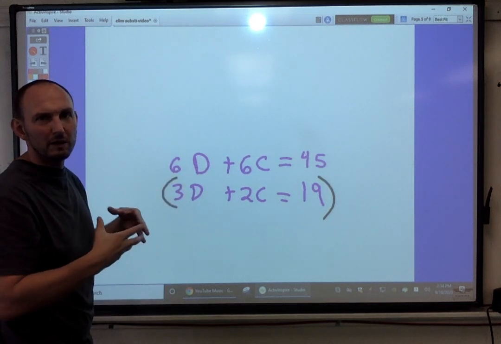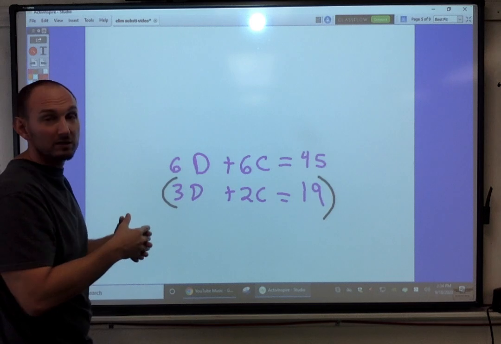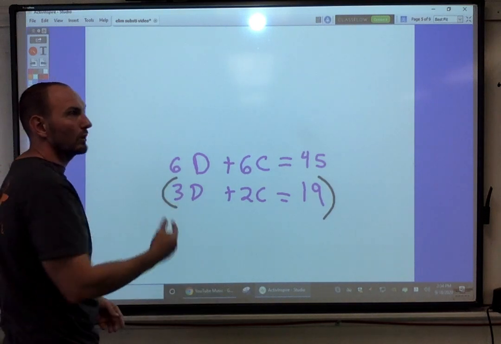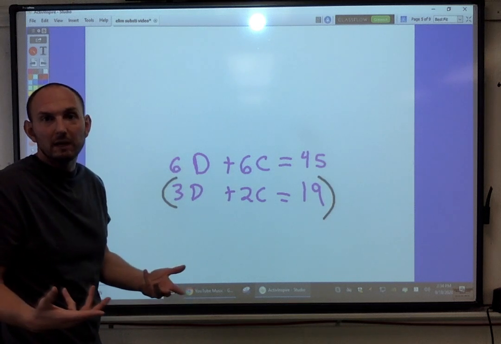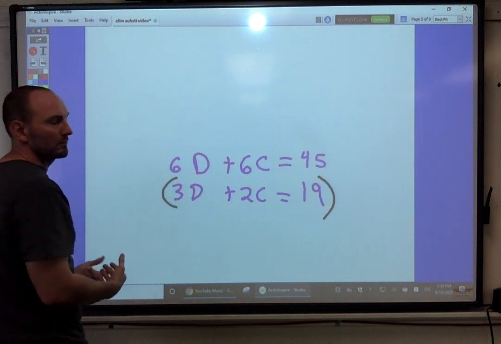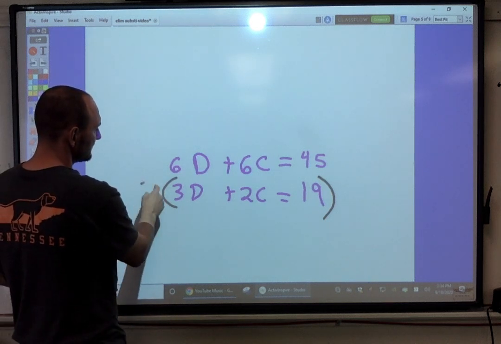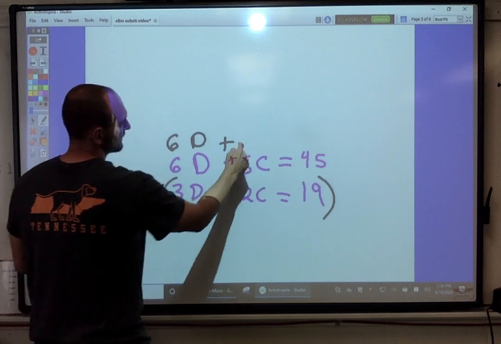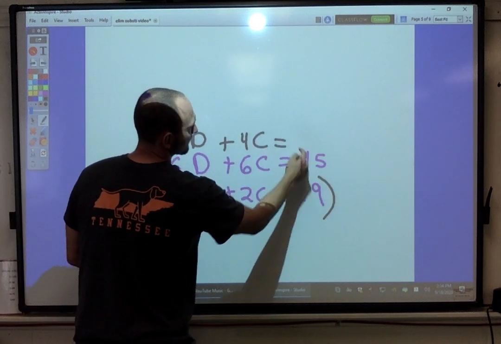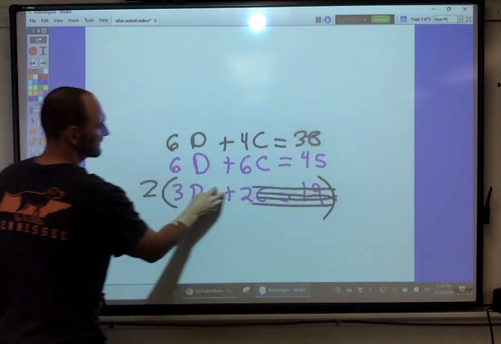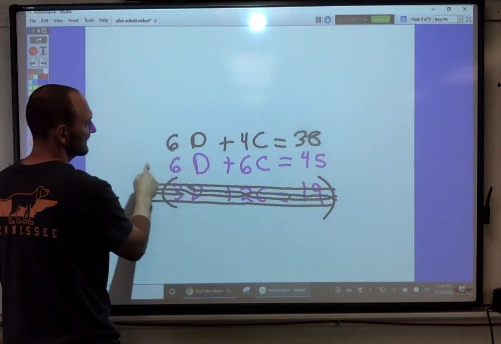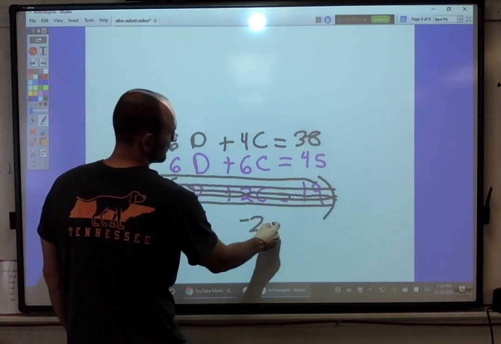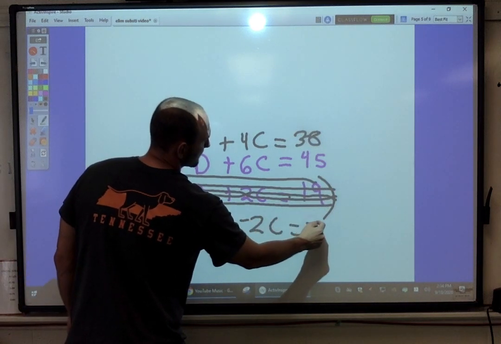In this case, when you make it, use the letters because the question said how many of each, like how many of the dog ones, how many of the cat ones. If I use x and y, I might get confused and get it backwards. So that's why I like to use the letters that make sense in the situation. So double it, we're going to get 6d plus 4c equals 38. So that's been scaled. They're the same, so I'm going to subtract. And we'll get negative 2c equals negative 7.